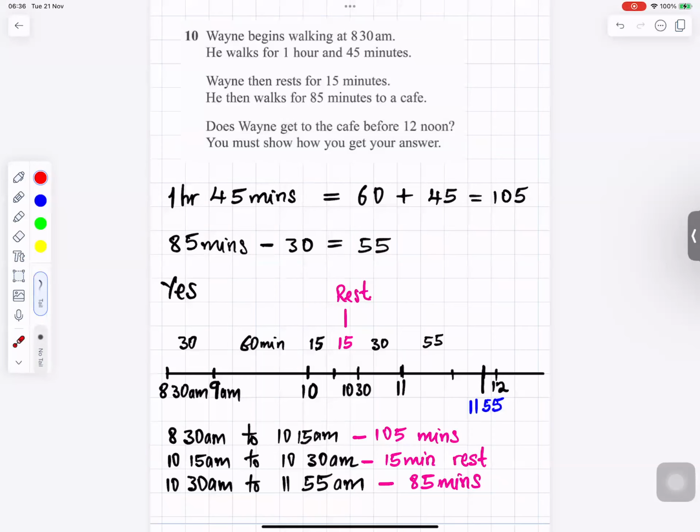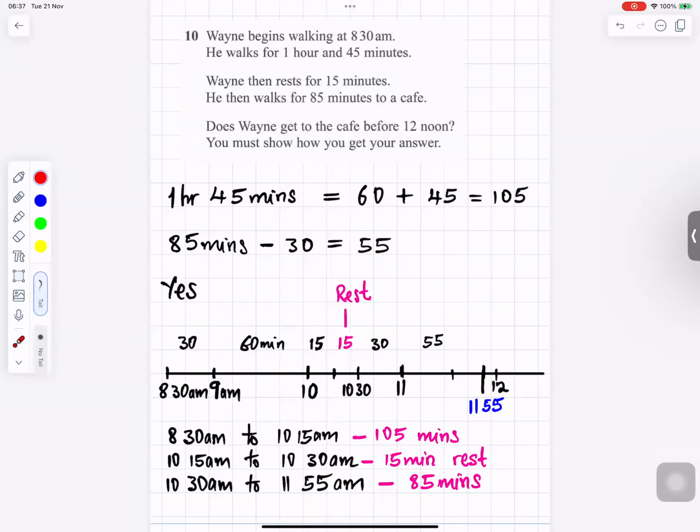Question number 11. Wayne begins walking at 8:30 a.m. He walks for 1 hour, 45 minutes. So let's change 1 hour, 45 minutes to minutes in total. 1 hour is 60 minutes plus 45, so it's 105 minutes. Wayne then rests for 15 minutes. He then walks for 85 minutes to a cafe. Does Wayne get to the cafe before 12 noon?